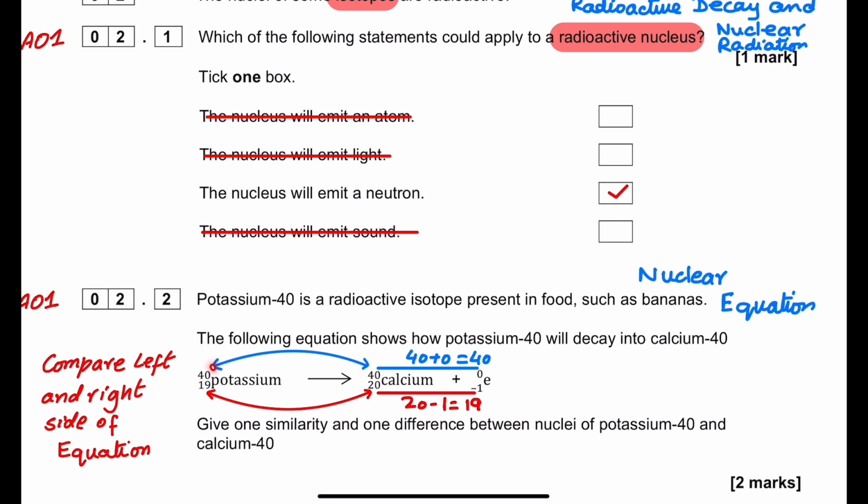If you see here, the mass number remains the same, which is 40 on the left side and 40 on the right side. We need to add the masses on the right side. 40 plus 0 is 40, which is on the left side. On the other hand, we need to add up the atomic numbers, which is 20 and minus 1. When you add them together, we will get 19, which is on the left side. So the similarity is they have the same mass number, but they have different atomic numbers. Let's see the model answer.